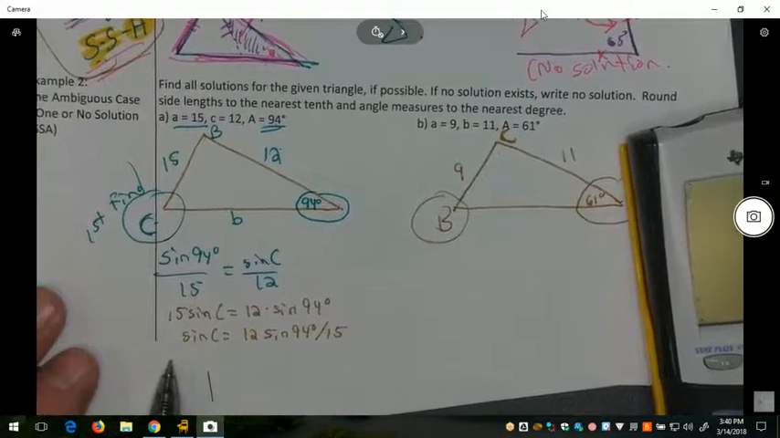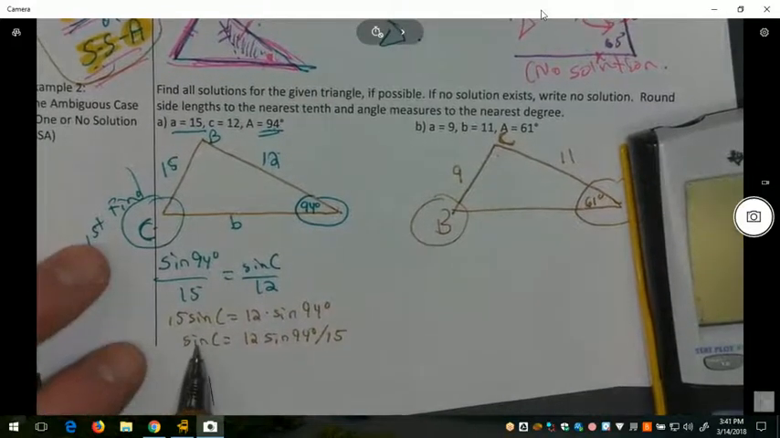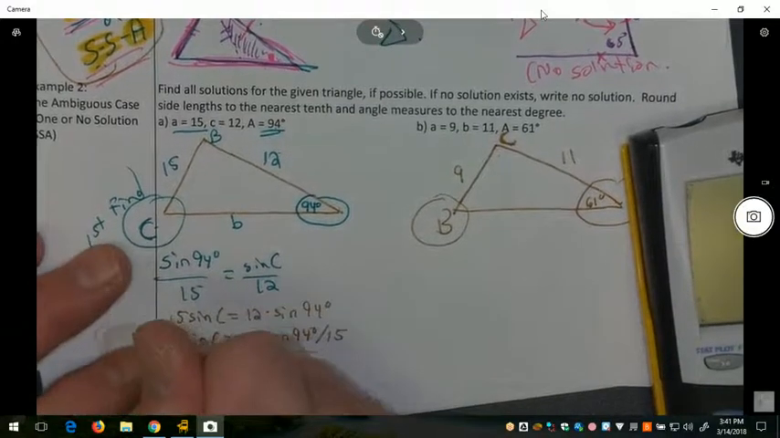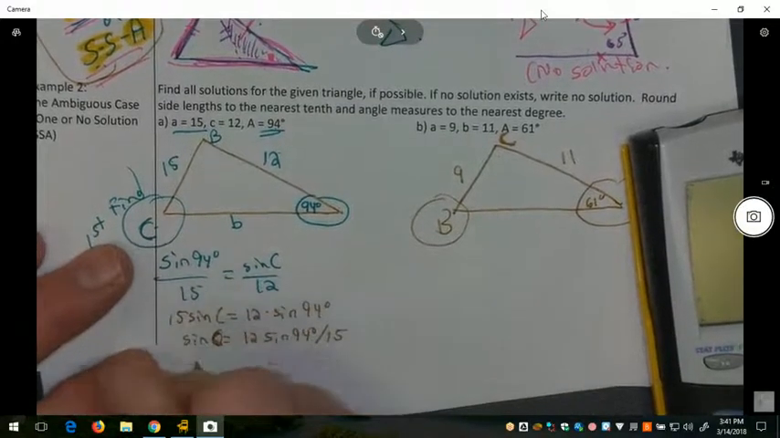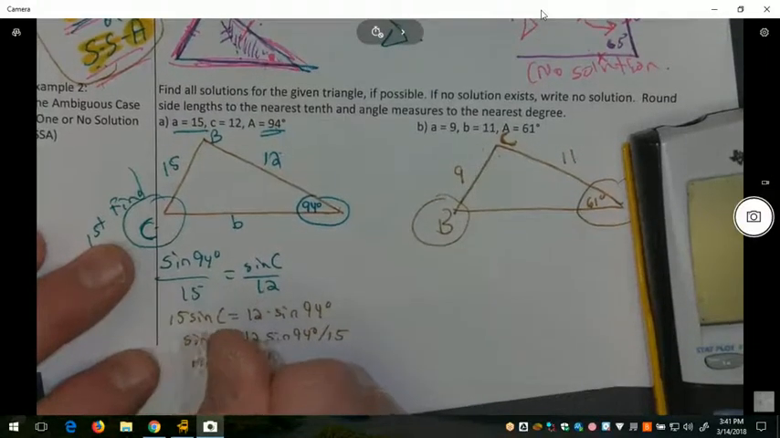The problem is I don't really care what sine of C is. I want the measure of angle C. So how do I undo the sine function? I use its inverse. Or to put it another way, you're solving for the angle. So to find the measure of the angle, you're going to have to use the inverse.